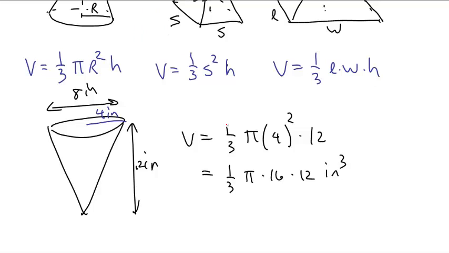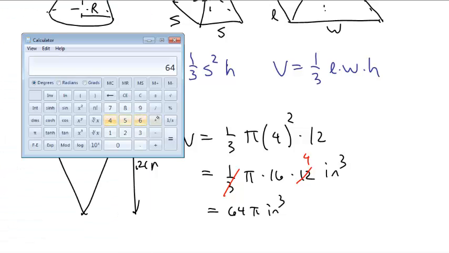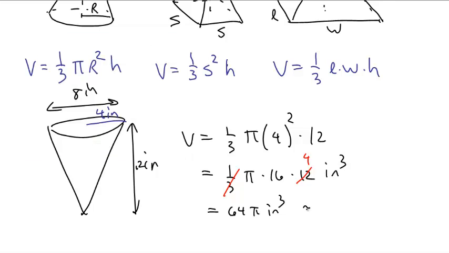Let's see, 1/3 of 12 is 4. 4 times 16 is 64. 64 pi inches cubed, and if you want to know what that is exactly, you take 64 and you multiply by pi, and you get a little over 200. 201. This is approximately 201 cubic inches.